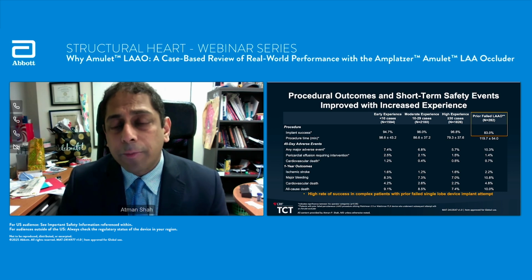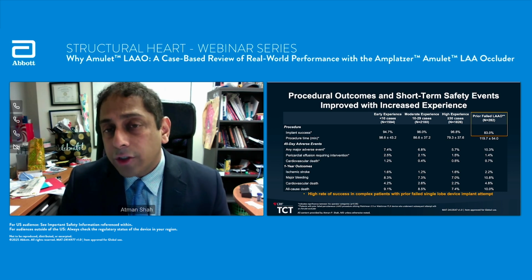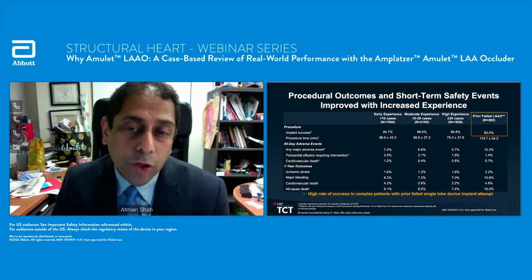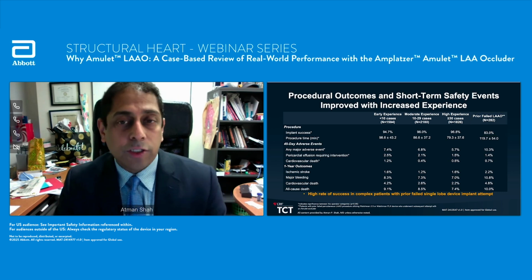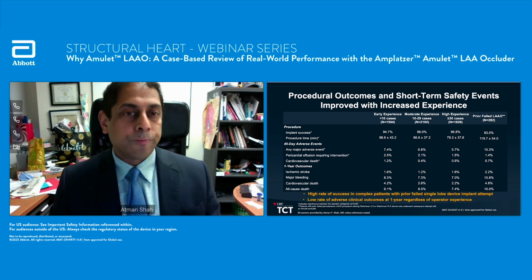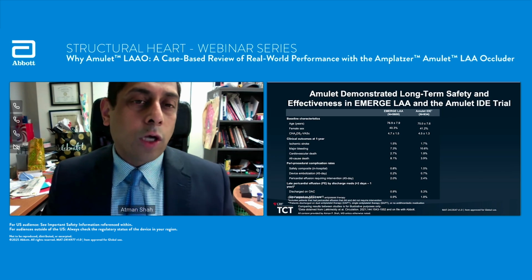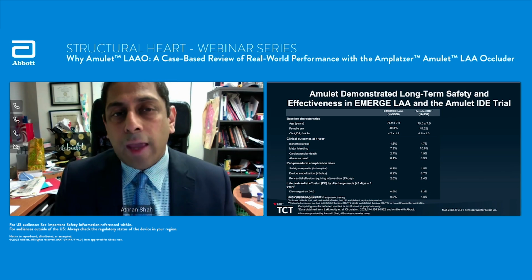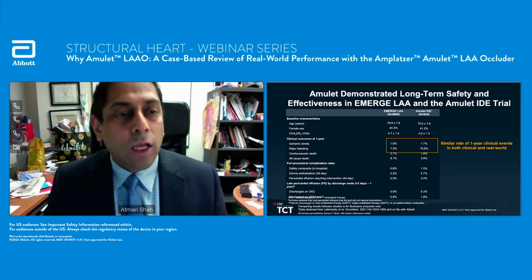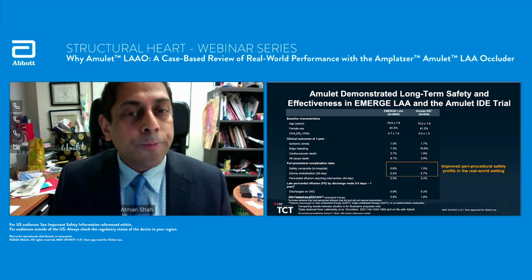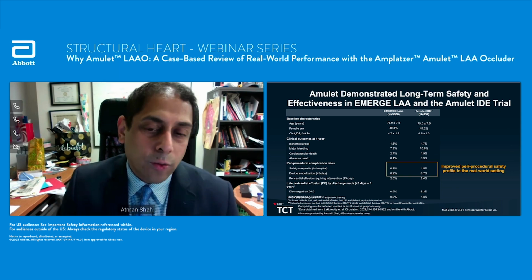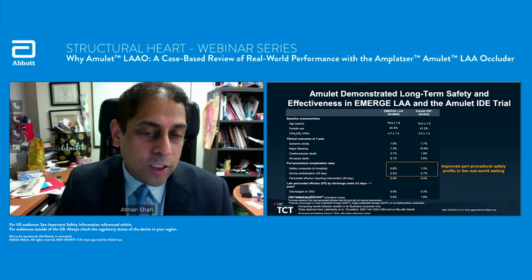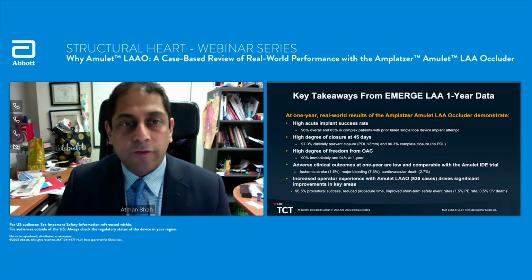If we look specifically at patients who had a prior failed left atrial appendage closure, meaning they had an attempt with either Watchman or Watchman Flex, implant success was 83% in these patients who had failed prior attempts. And there's long-term safety that's seen both in the Amulet IDE and in the eMERGE trial. Ischemic stroke was low in both groups. Peri-procedural safety actually improved in the real-world trial, possibly as more experienced implanters got their hands on this device.